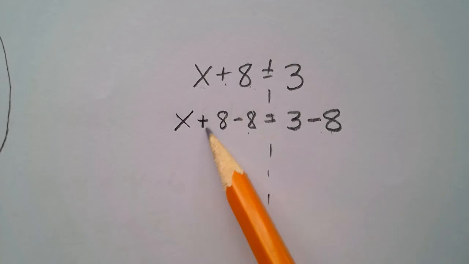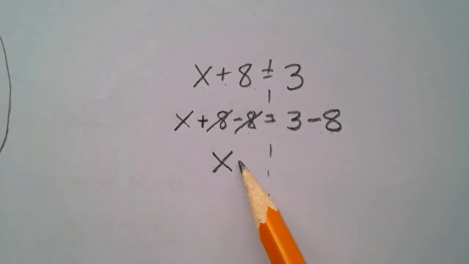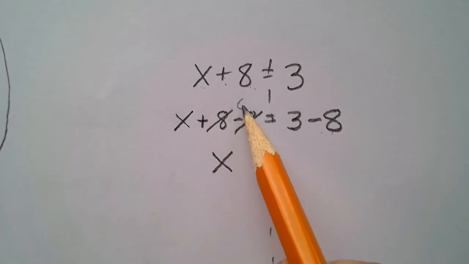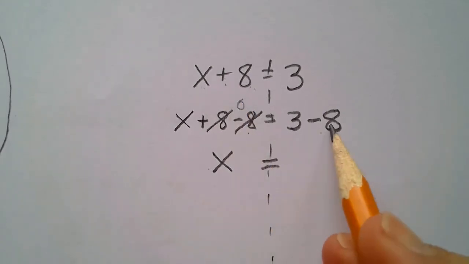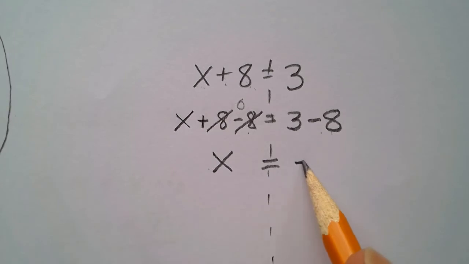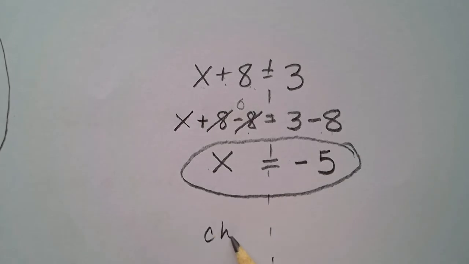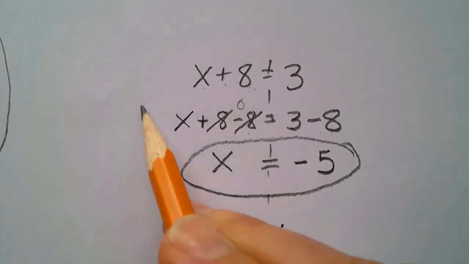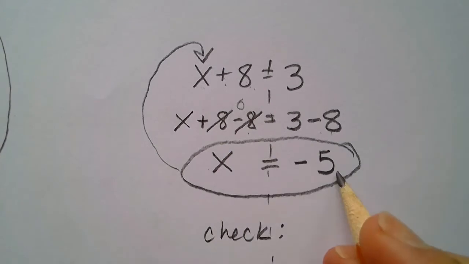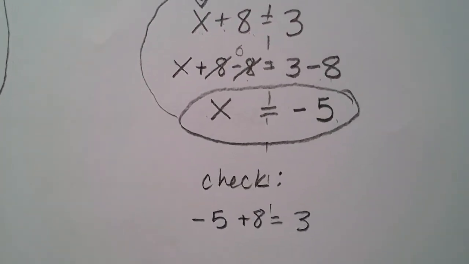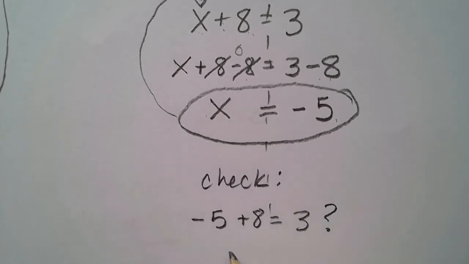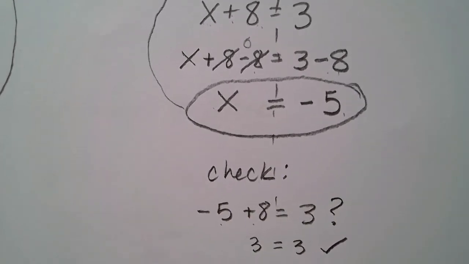So if I'm subtracting 8 from both sides, those clear. I have x plus 0, which is just x. Okay, this is 0 here. X equals, and this is a negative number. This is negative 5. So when I check my solution, I'm going to plug this in, substitute in that value for that variable, and check it. So does negative 5 plus 8 equal 3? Yes, because negative 5 plus 8 is 3, and 3 equals 3. So that checks out.